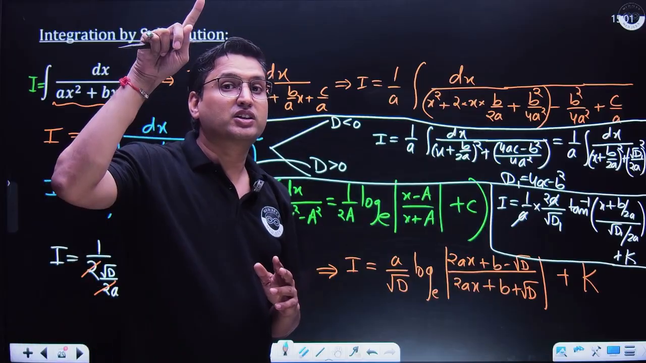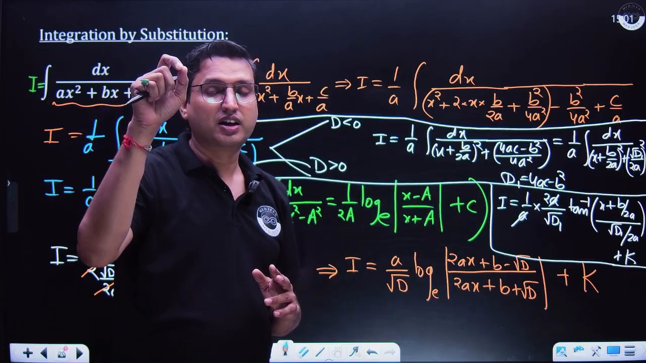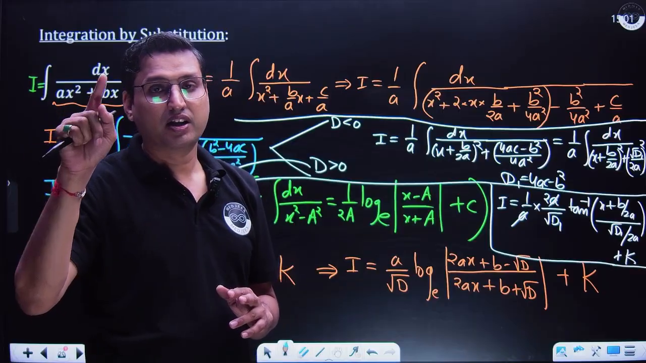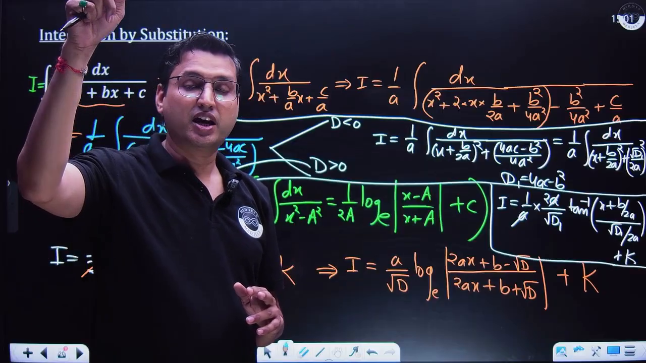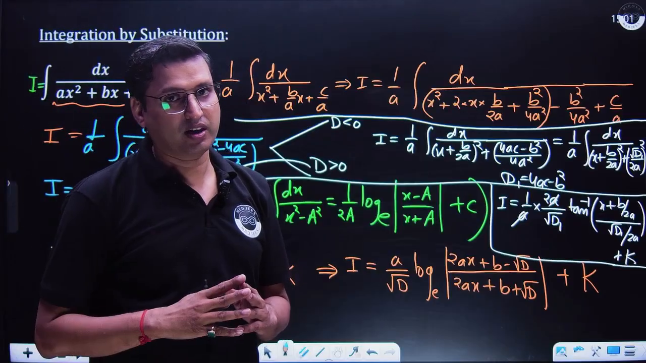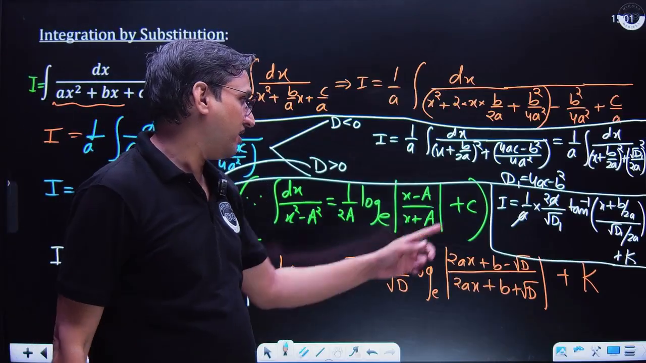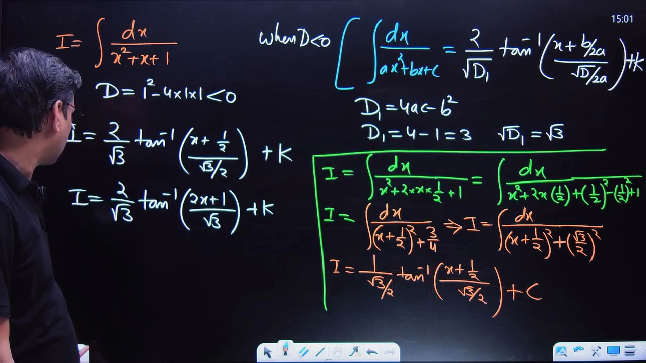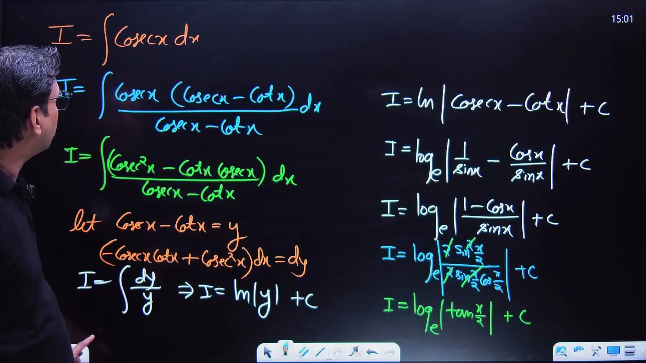And that method was taught in the previous lecture, that if you are getting dx upon x square plus a square, then it will be simplified as 1 upon a tan inverse x upon a. Got that? And I have mentioned over here the same answer. This is the method I have simplified.